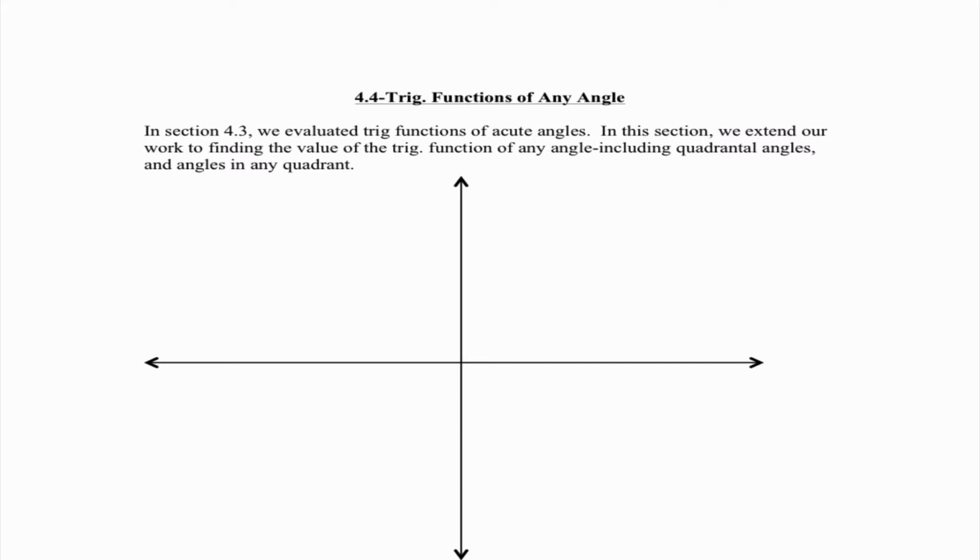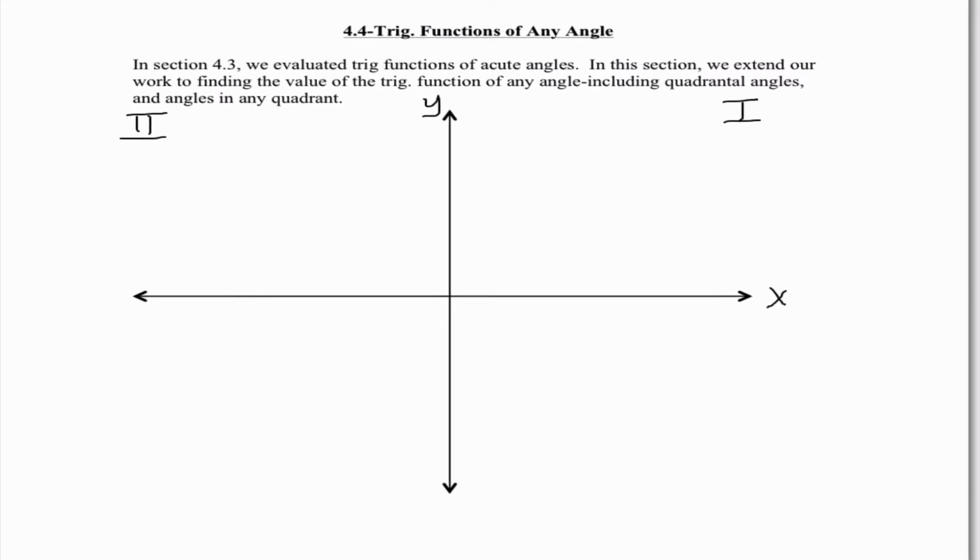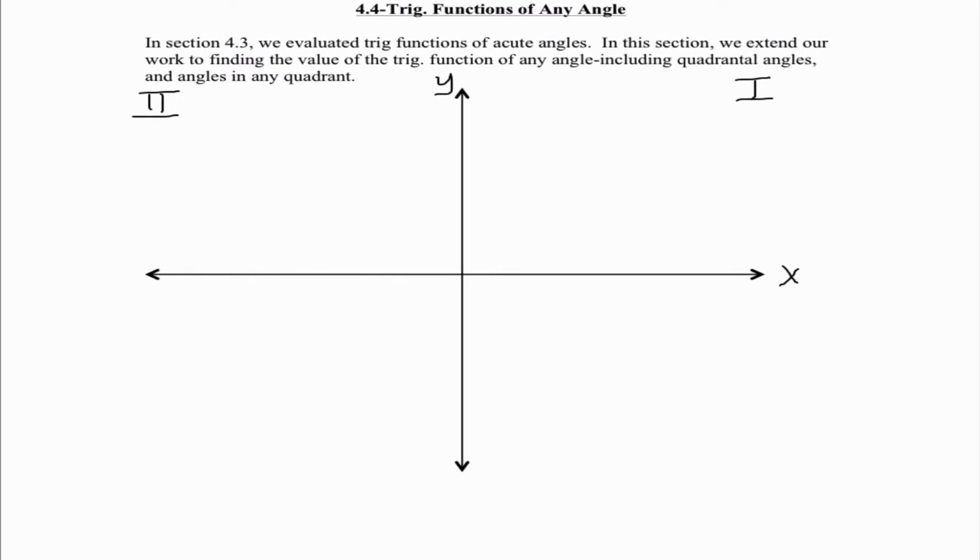So I want us to start here by labeling our x-axis and our y-axis. And we're also going to go ahead and label all four of our quadrants. So we know that those go in a counterclockwise manner.